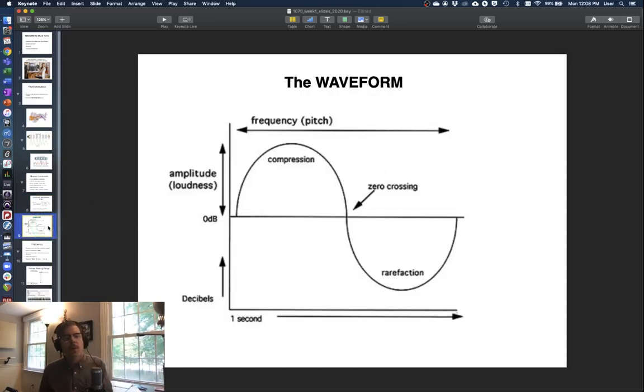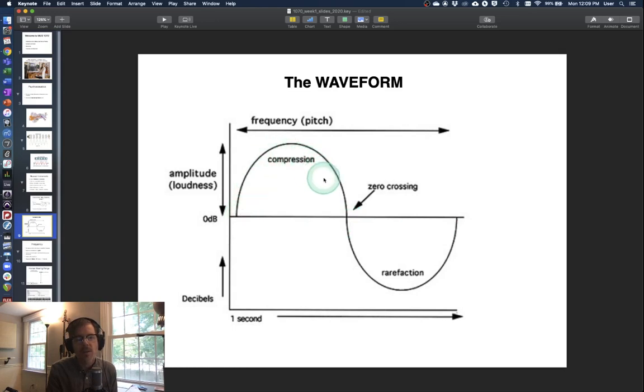So waveforms are ways for us to visualize sound. If we're going to be working with sound in any meaningful way, we have to be able to visualize something that is not something we see. Doing that creates a waveform in which we can see not only the amplitude of a waveform, but the frequency. And we'll talk about what those two things mean.